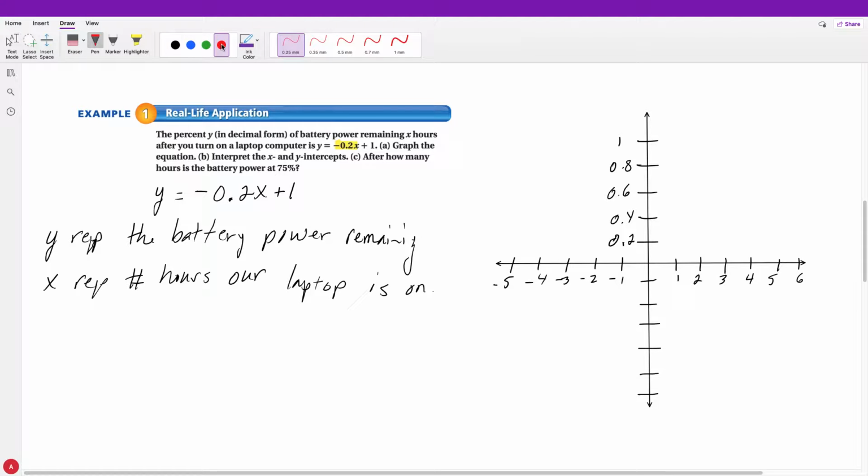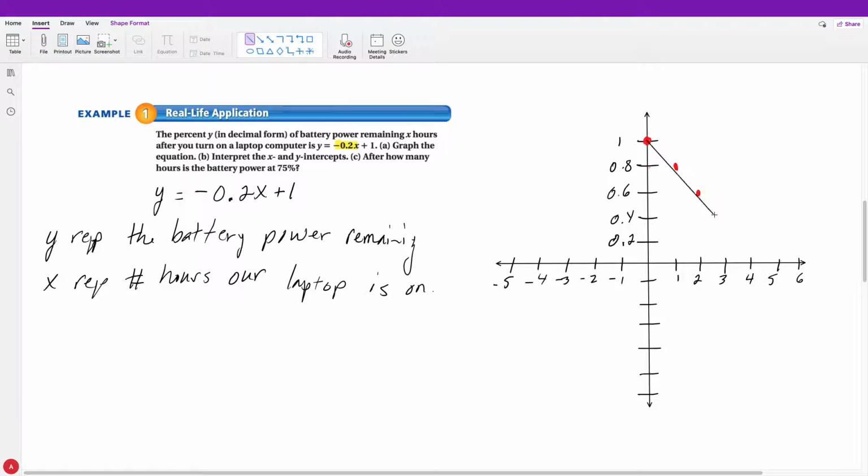All right, so now we're going to graph this. Our y-intercept is this +1. At this +1, we're going to plot that point, and that makes sense because our battery, if it's fully charged, should be starting out at 100%. Then our slope is -0.2, so that means we're going to go down 0.2 and over 1. That will be our next point, then down 0.2 and over 1 again, and there will be our next point. Then we draw our line to connect those points.